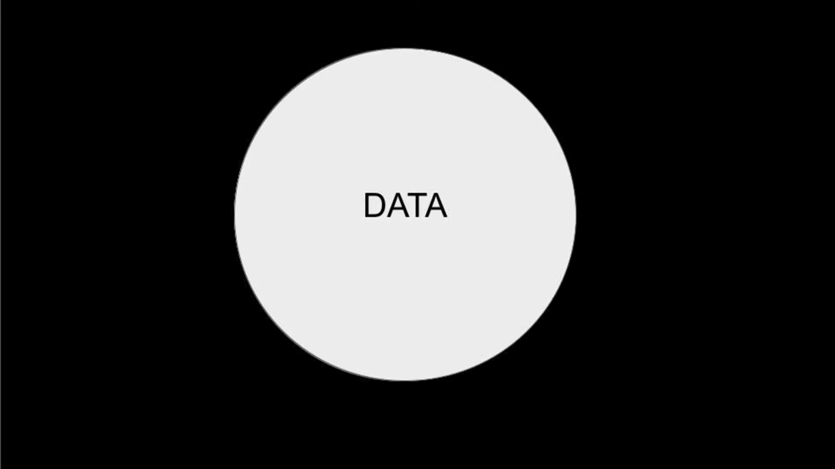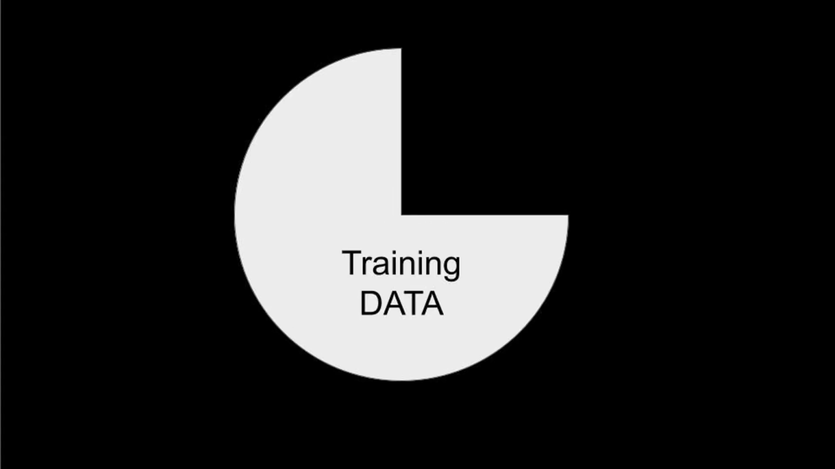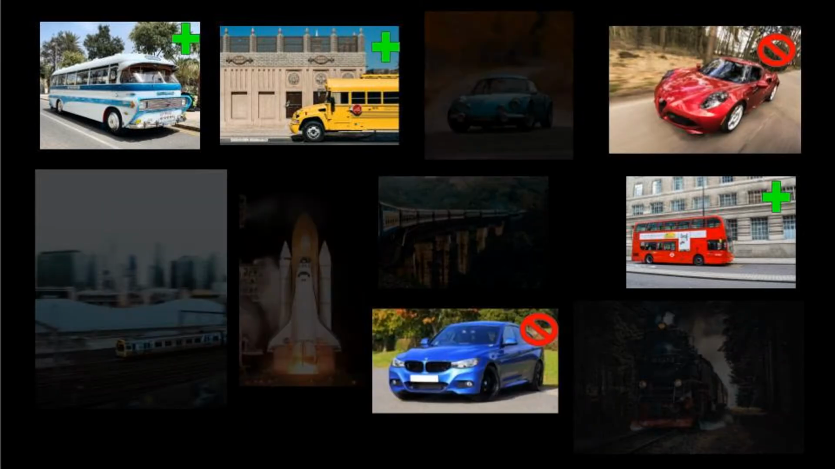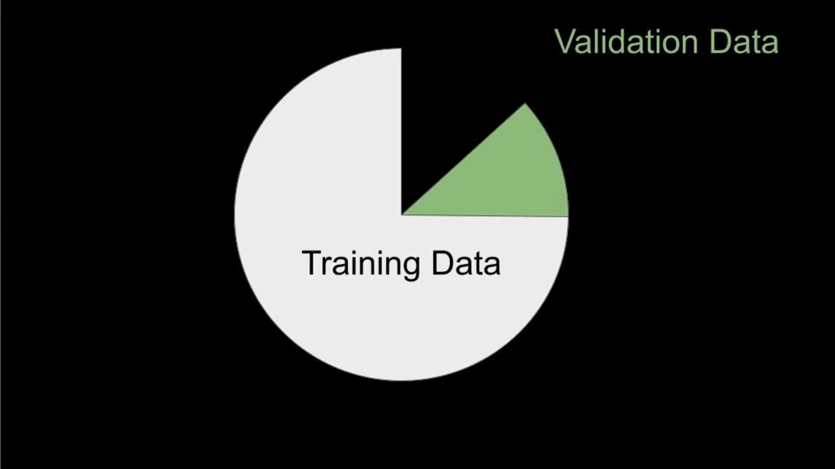In fact, we want to split our dataset into three parts. The first one is called the training dataset. This is the data on which we will train our model. In the bus example, it can be a set of pictures that we show to our AI and we say something like, "Hey, this is a bus and this is not a bus." You understood?